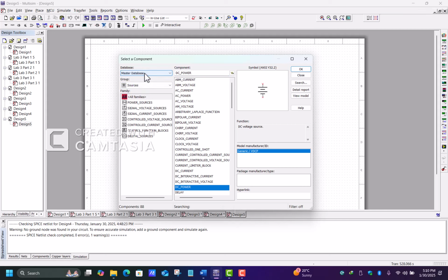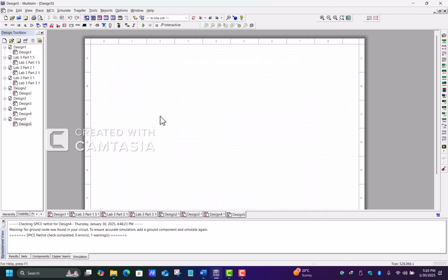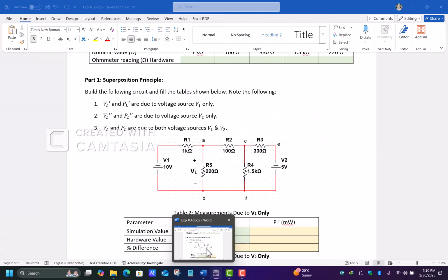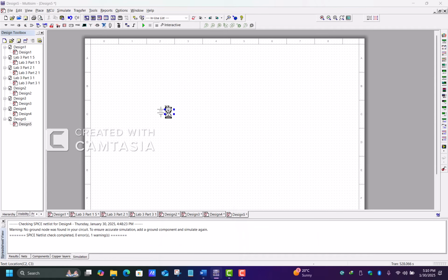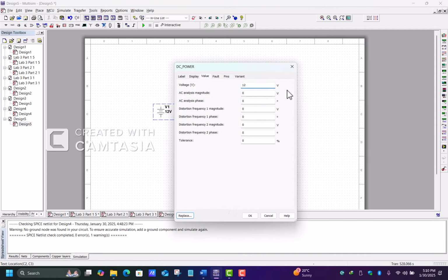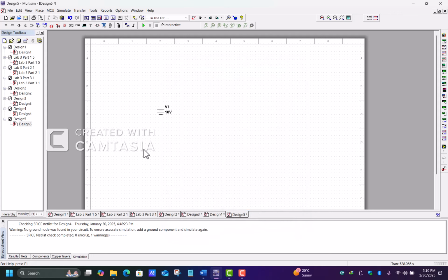Make sure that we select the master database to select the components of the circuit. And we'll use sources, compatible sources. First we'll select this DC power as the voltage source. So here it is. My circuit is like that, 10 volts. The voltage should be rated at 10 volts.